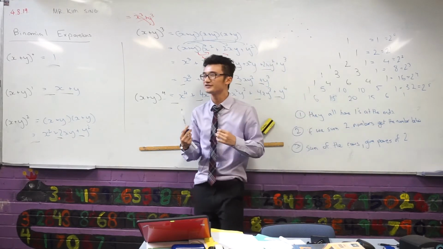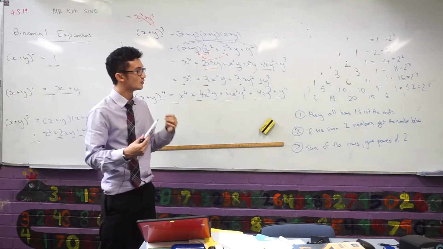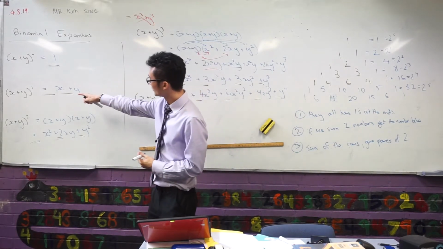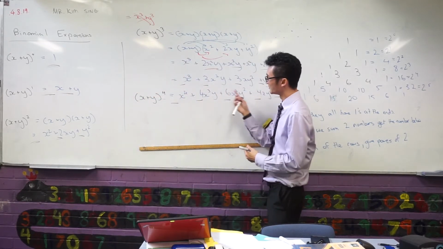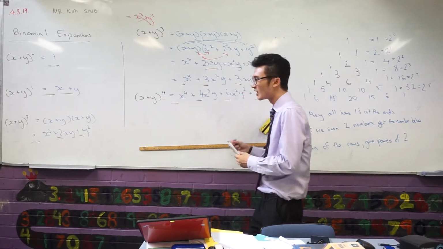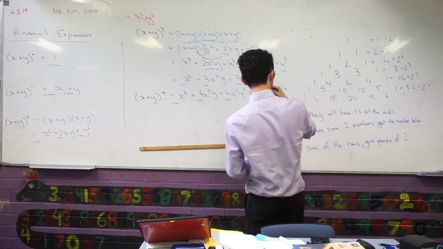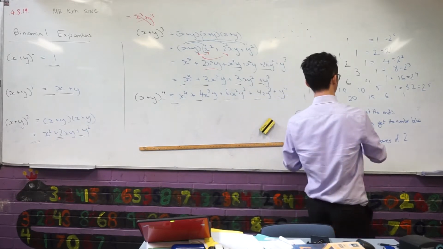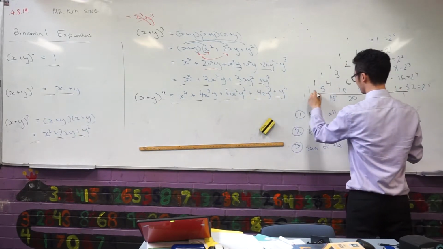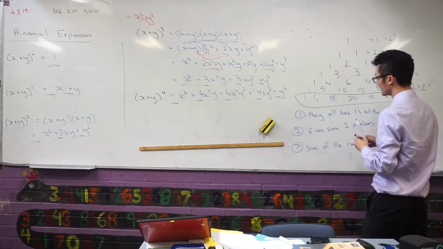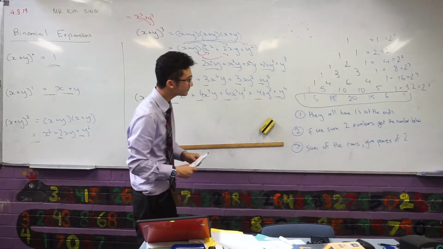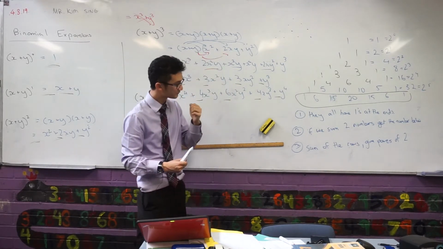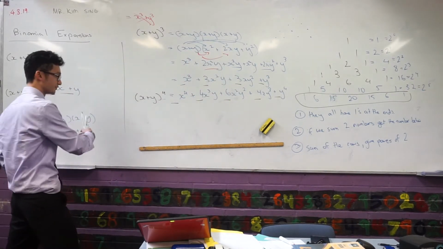But it turns out this is particularly useful for binomial expansions. Why is that? Because you saw how painful it is to expand out 4 brackets of x plus y. But let's look at x plus y all to the power 6. If I had the 6th row of Pascal's triangle, right? So let's rub this out so I can see it more clearly.